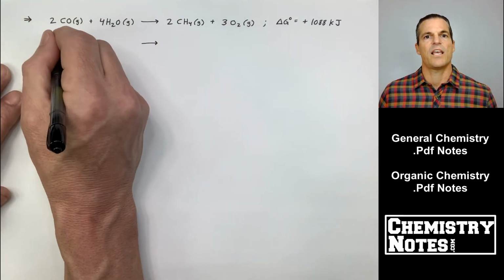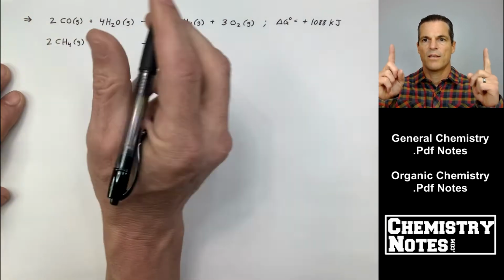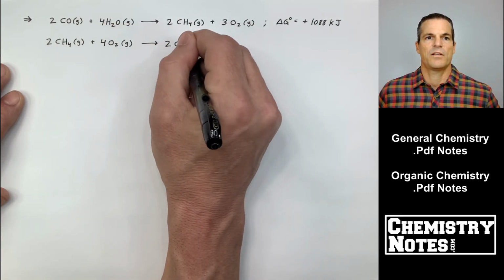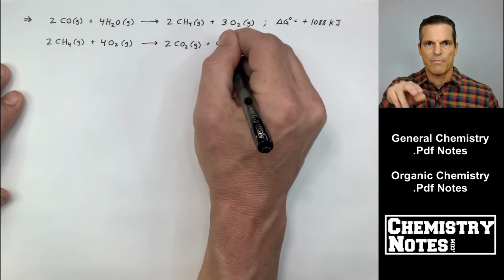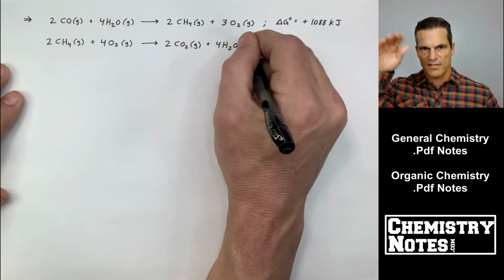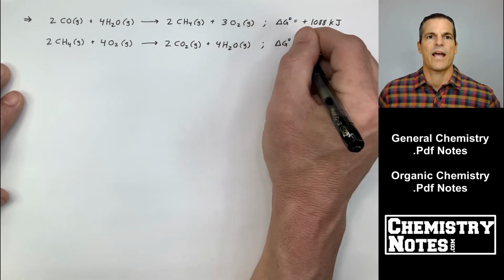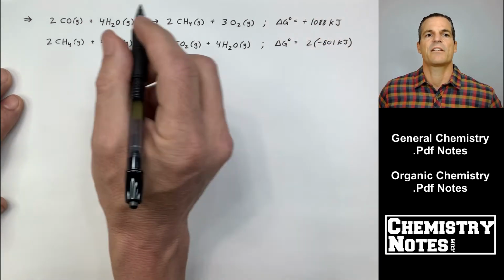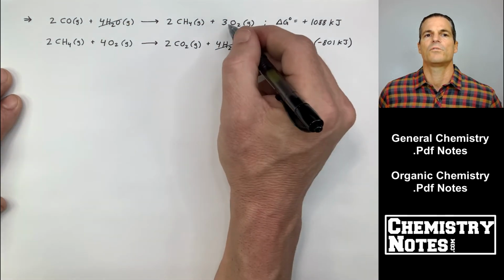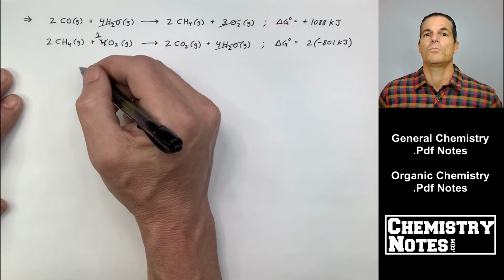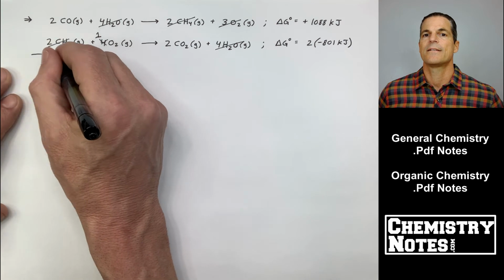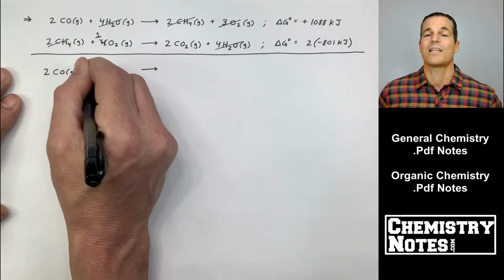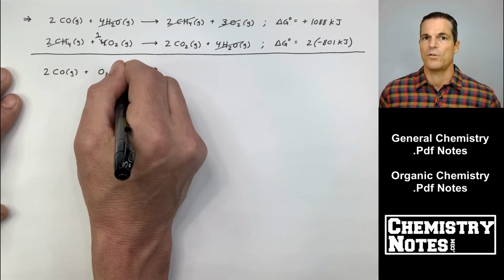All I did was take the first equation in the data and flip it. All right. Now the second equation I'm writing here, and I always like to line up my reaction arrows so I can summarize what's the reactants total and what's the products total underneath all this. But the second equation is 2CH4 plus 4O2 yields 2CO2 plus 4H2O, delta G, twice minus 801 kilojoules because I multiplied that second equation through by 2.